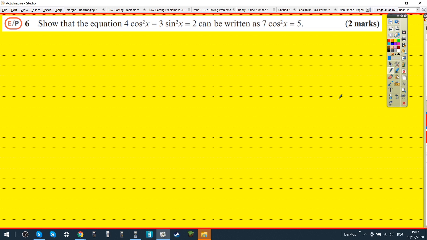So should we minus 2 on both sides? No. What does the question have that the answer doesn't? It's equal to 5 and it has 7 cos rather than 4 and 3 sine. Biggest difference is that the question has sine, answer doesn't. And so can we rewrite sine squared x in terms of cos?